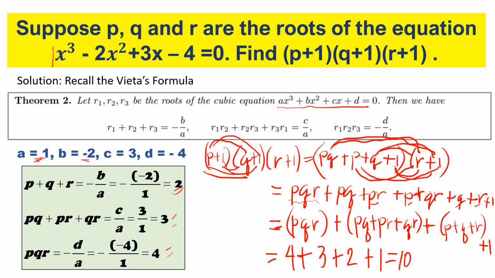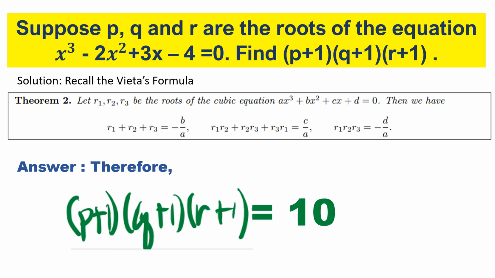Therefore, the answer is that the quantity (P plus 1) times the quantity (Q plus 1) times the quantity (R plus 1) is equal to 10.